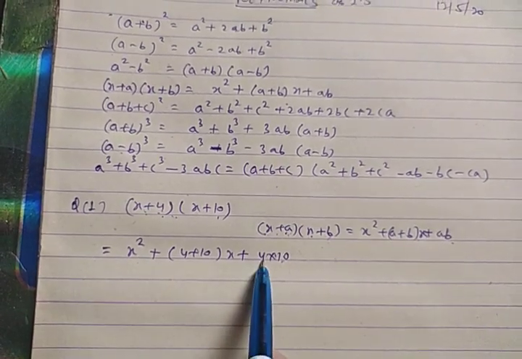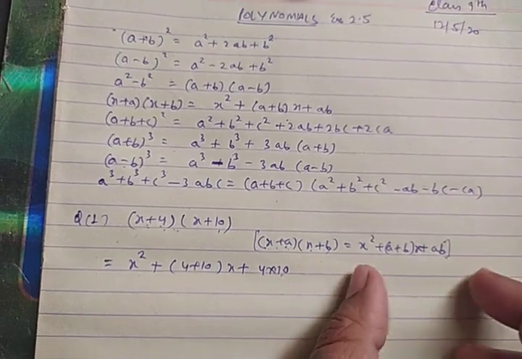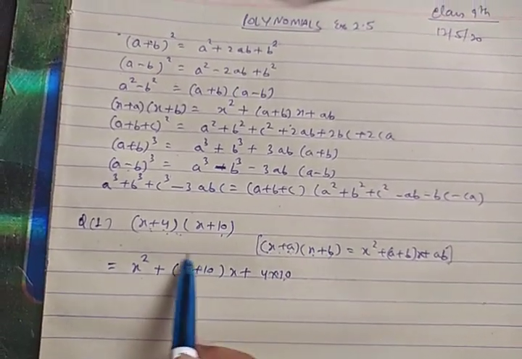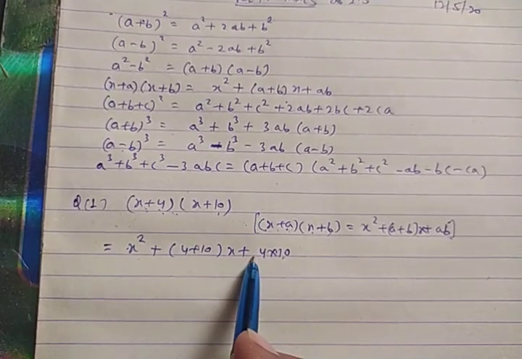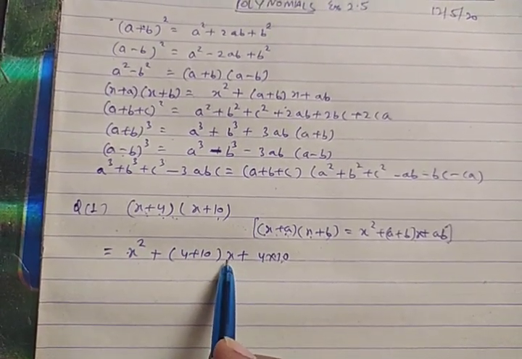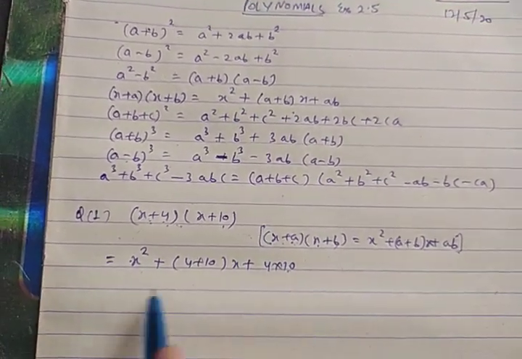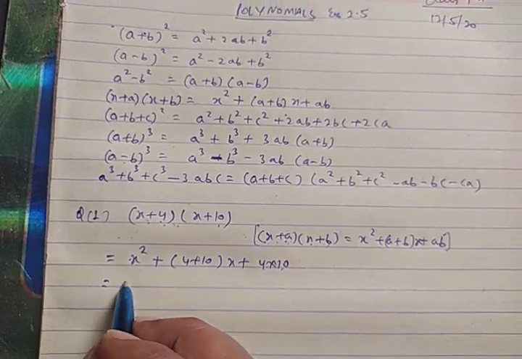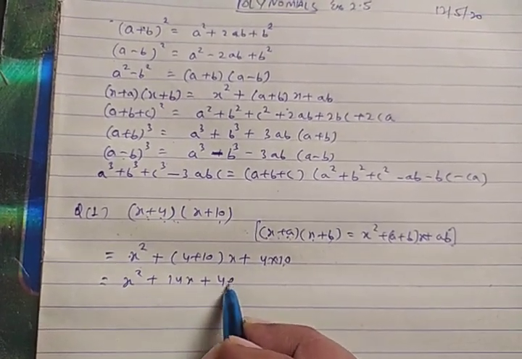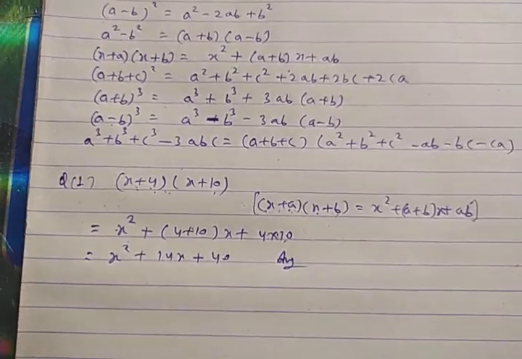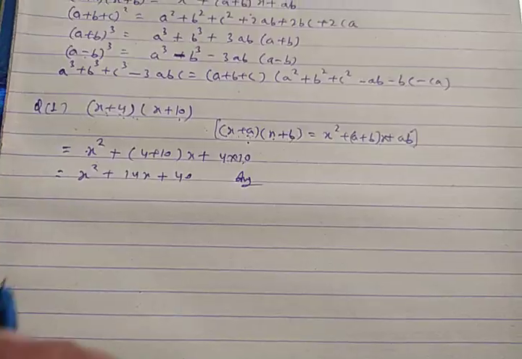Whenever you apply any formula, in the right margin you have to give the remark of the formula before the step. I have written here because space was limited, that's why I am writing in the next line. Otherwise you will have to write the remark before the step. Now simplify: x square plus (10 plus 4) is 14x plus 40. This is the answer, whatever the formula is applied.